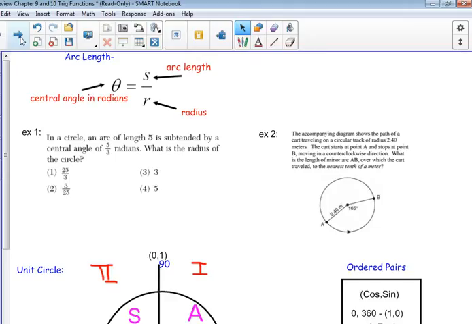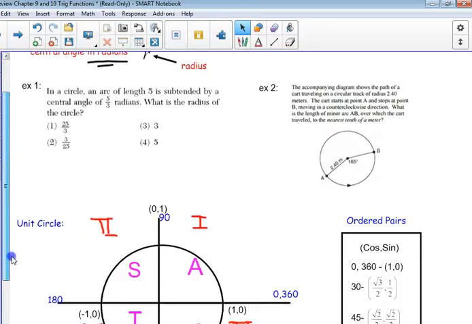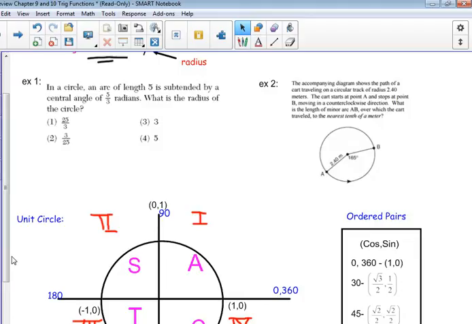The theta, though, is always the central angle, and a big thing, it has to be in radians. So if it's not in radians, we need to do the conversion and make it into radians. The S is always the arc, and R is the radius. So when we read our first one here, in a circle, we've got an arc length of 5 intended by a central angle. All that intended means is that it's cut, so it's backed by a central angle of 5/3 radians. What is the radius of the circle?